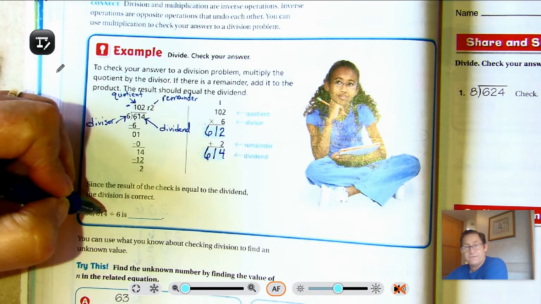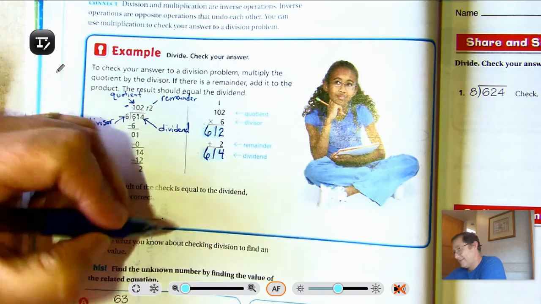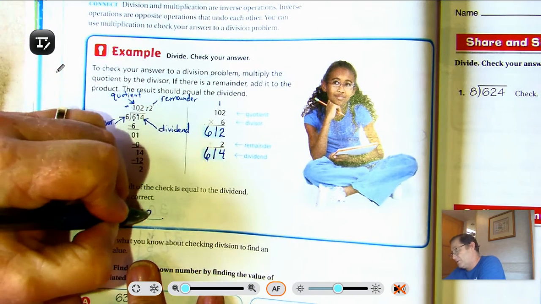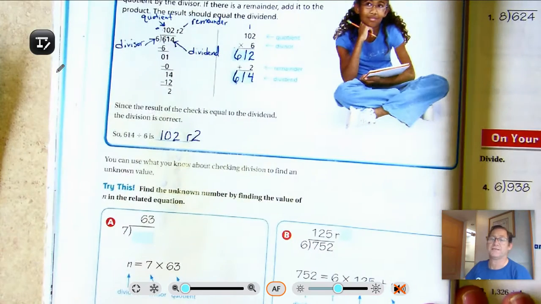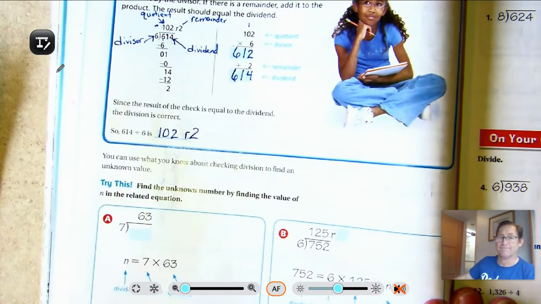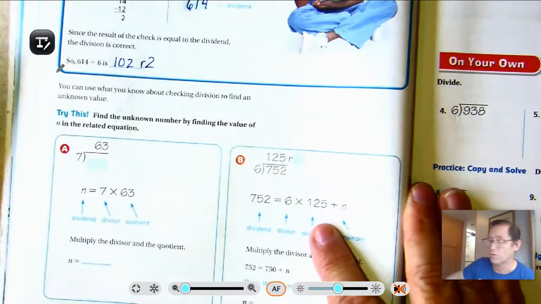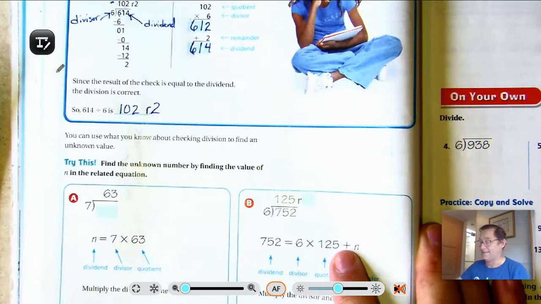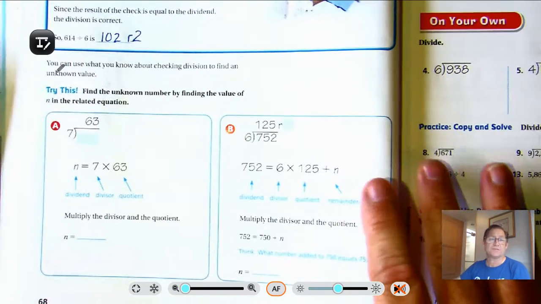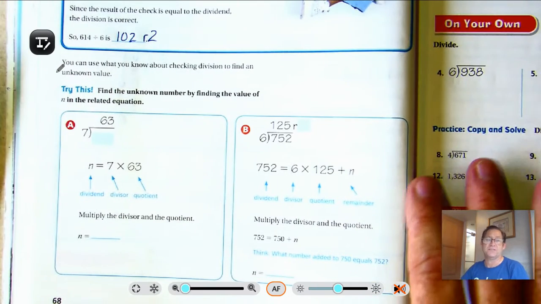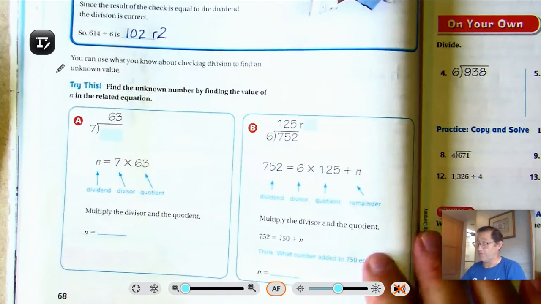So 614 divided by 6 is 102, remainder 2. Okay. So if you want to check the answer to your division problem, multiply the quotient by the divisor and add any remainder. It should equal the dividend. All right, so now you can use what you know about checking division to find an unknown value.